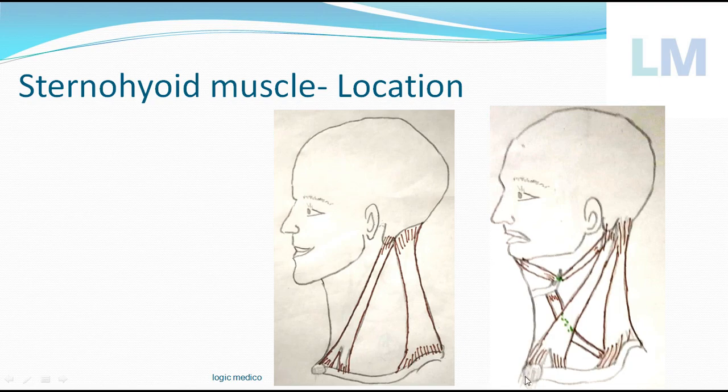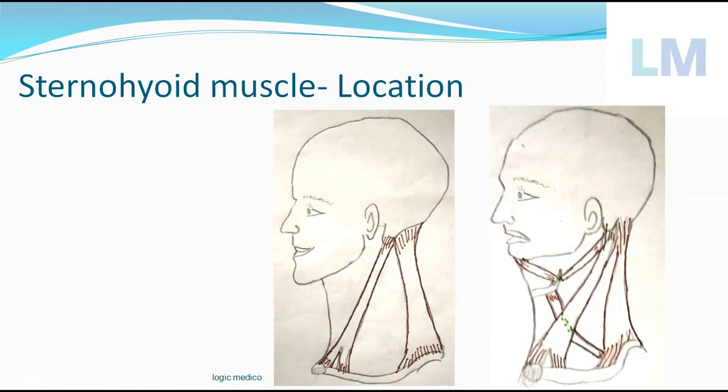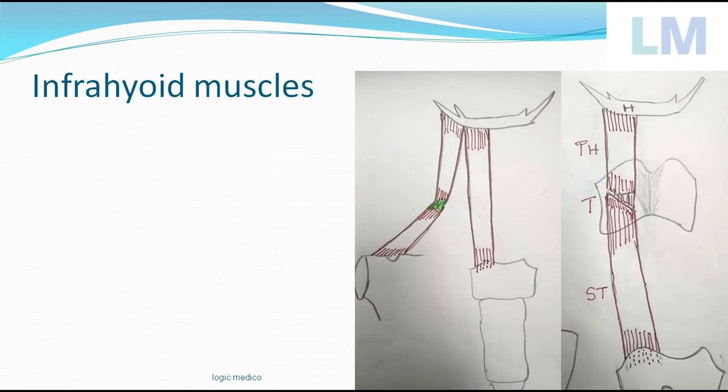Below the hyoid bone it will be there, coming from the sternum. It is one of the infrahyoid muscles. So what are these infrahyoid muscles? These are the muscles which are below the hyoid bone. The muscles above the hyoid bone are called suprahyoid muscles. Sternohyoid is one of the infrahyoid muscles, because there are 4 infrahyoid muscles on each side of the neck.